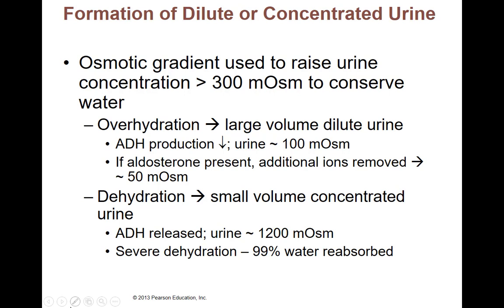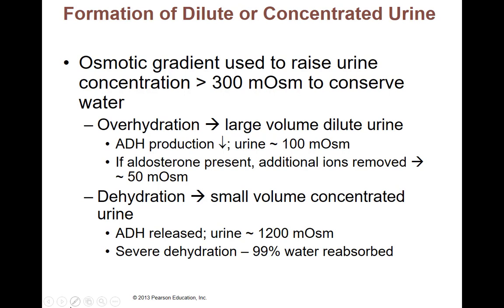So you're going to urinate a lot. And your urine is going to have a lower concentration of solutes in it. It's going to be a more dilute urine. If you have another hormone called aldosterone, more ions get reabsorbed, and your urine is even less concentrated. This is when you're drinking lots and lots of water, you're going to have a very clear urine. It's not very concentrated. You might be between 50 and 100 milliosmoles. Very, very dilute.